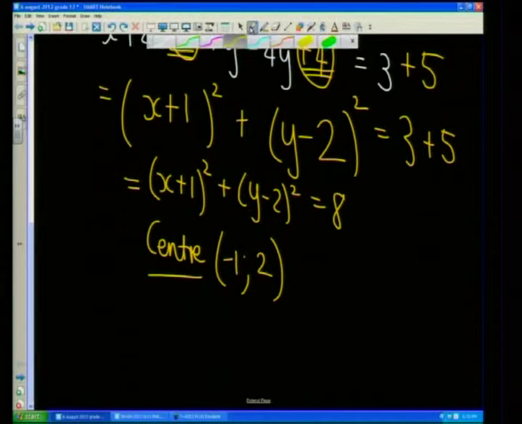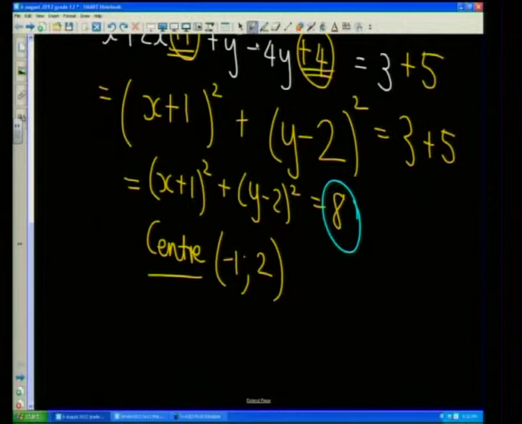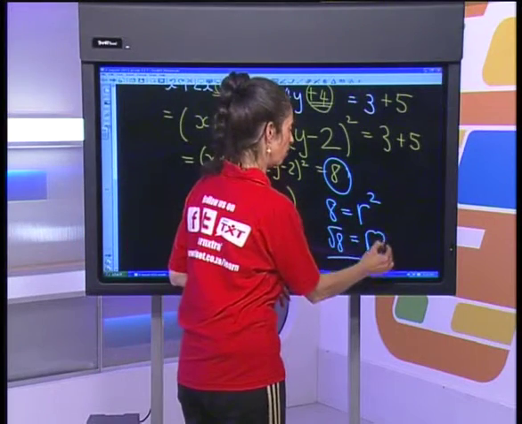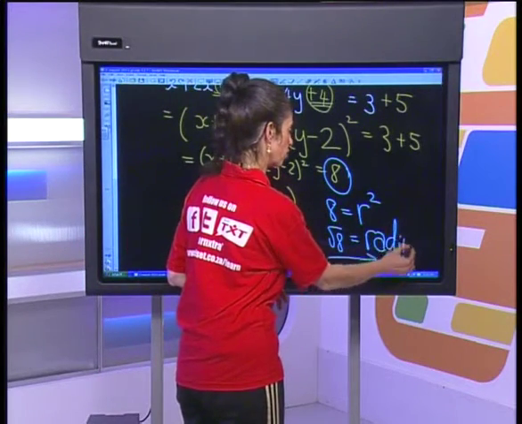Another very interesting thing that we find is that this 8 represents the value of r squared. So we are able to also find that the length of the radius is root 8. Since radii are positive because they're distances, we're not going to look at negative root 8. So two very important things we can find: we can find the center and we can find the radius of the circle.